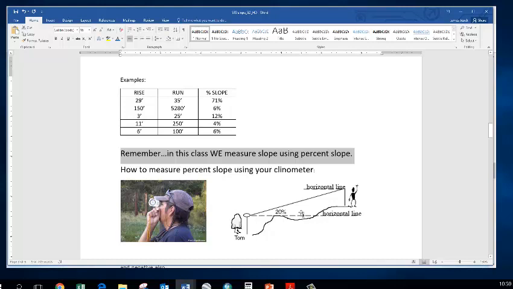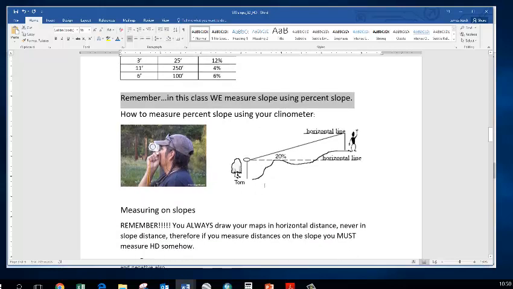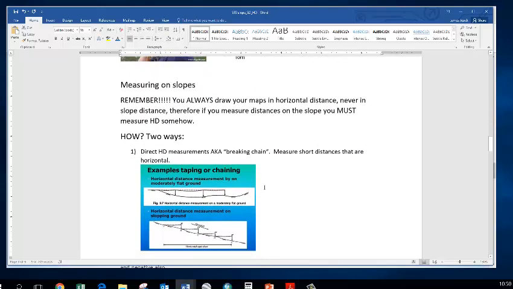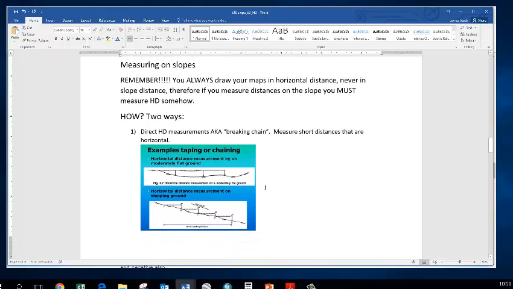So if I was to think about this in terms of 100-foot segments, if this is 100 feet, this would have gone up 20 feet. Okay, let's say that's 100 feet, gone up 20. If you've gone out 200 feet, then it would have gone up 40 feet. Okay, so for every 100 feet, it rises another 20 feet. That's what that percent slope is telling us. Okay, so we do have to measure on slopes. And again, like I said, you always draw your maps using the horizontal distance, never the slope distance.